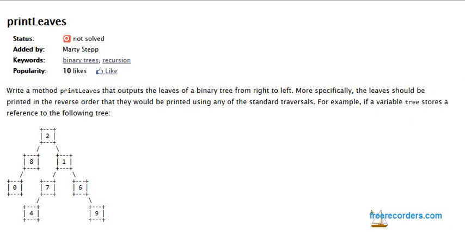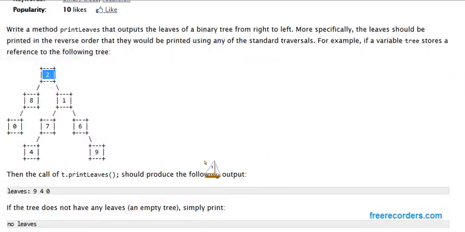In this problem, we're asked to write a method called printLeaves that outputs the leaves of a binary tree from right to left. For example, if we had this binary tree where at the overall root we have 2, which branches off into its children, 8 and 1, and they branch off further, what we want to do is print the very bare leaves: 9, 4, and 0. If it happens that there are no leaves in the tree, we just want to print no leaves.